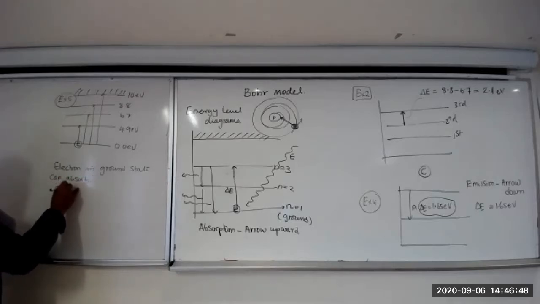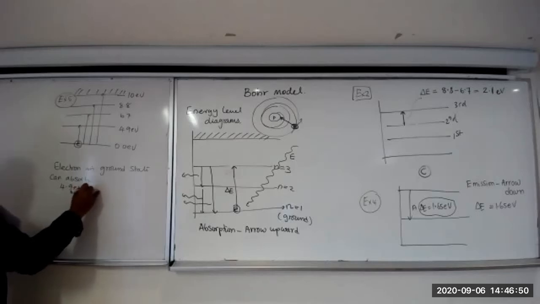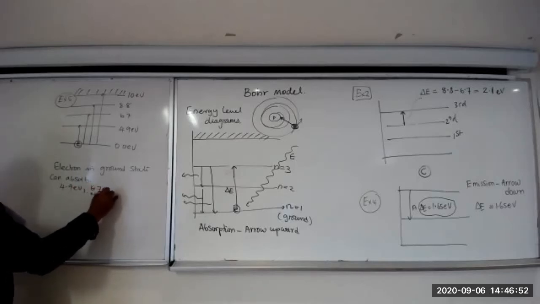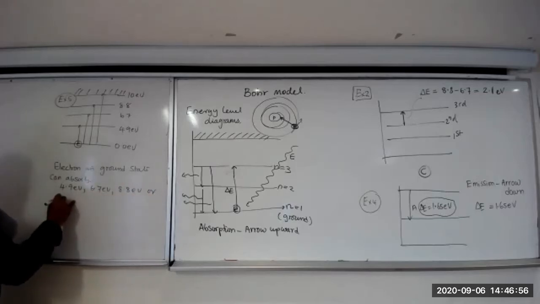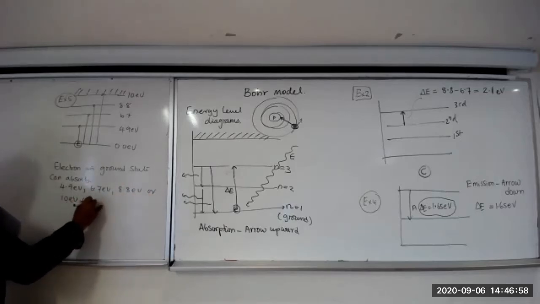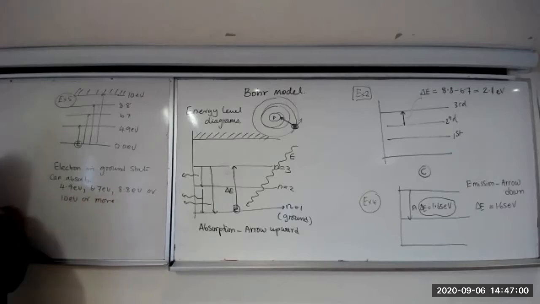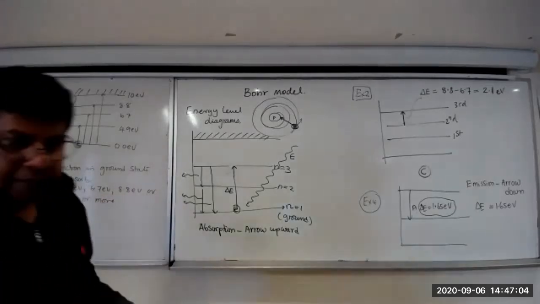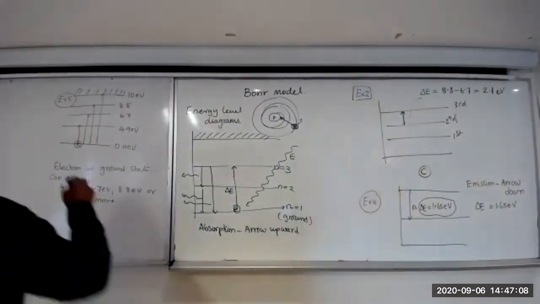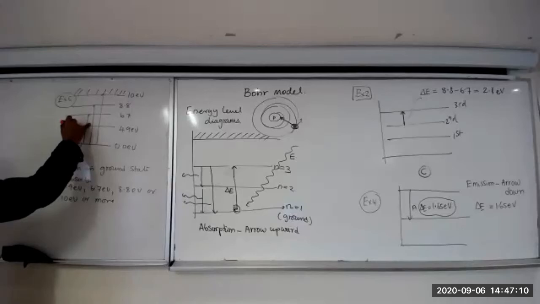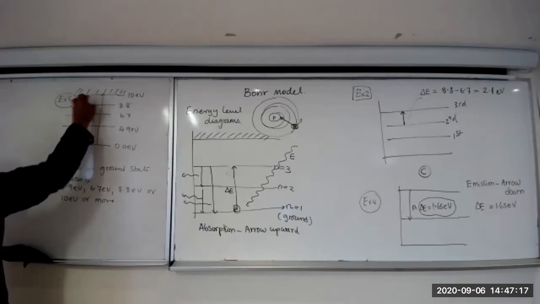So an electron in the ground state can absorb either 4.9, 6.7, 8.8, or 10 or more. On the other hand, that's in the ground state. Then there is an electron in the first excited state. An electron in the first excited state can absorb that, or go back to the ionization.